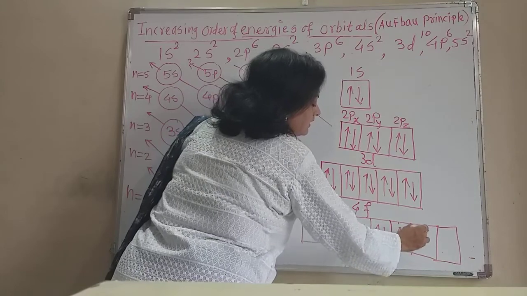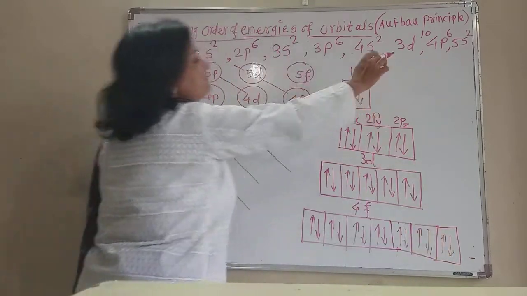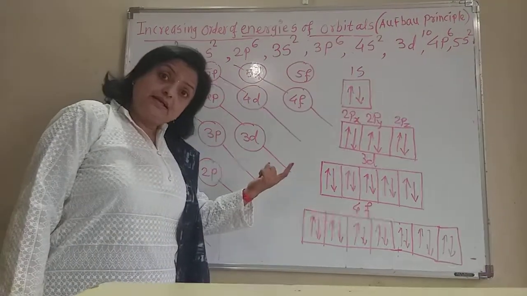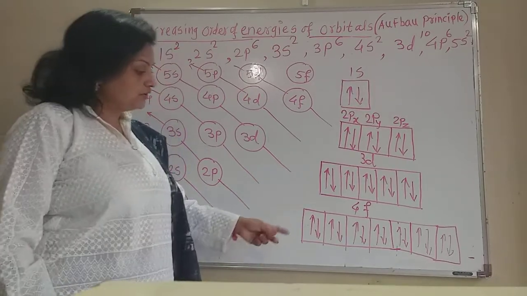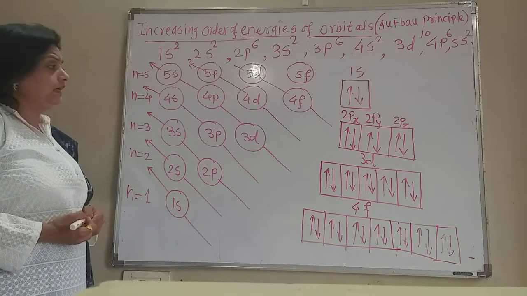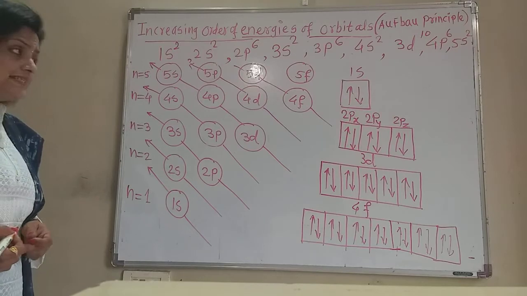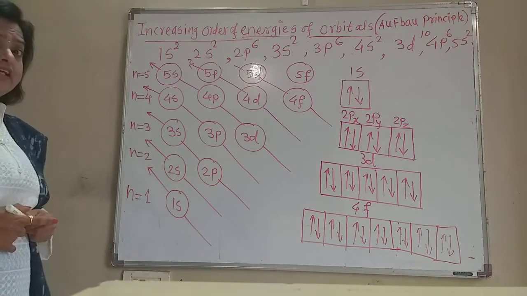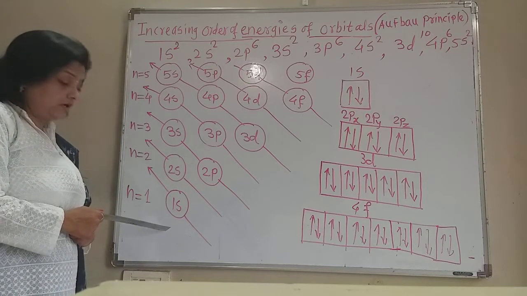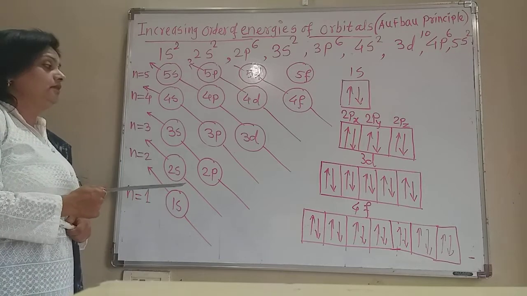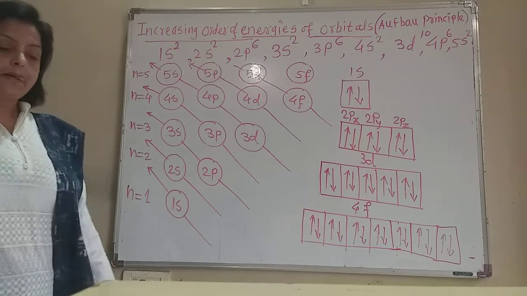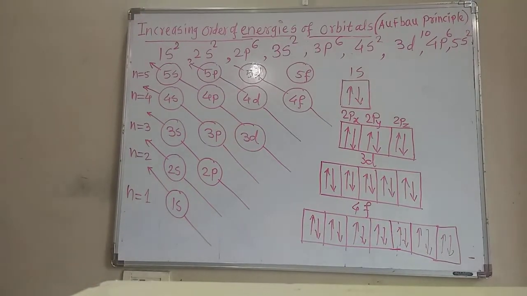Now if I increase this sequence up to 4f, then the f orbital can contain 14 electrons. Now these are the 14 electrons. In any f orbital we can write the 14 electrons. In this way, the above principle says that the electrons are filled in the lowest energy orbital first, and then as the energy increases, the electrons fill in the higher orbitals. Now see this sequence.